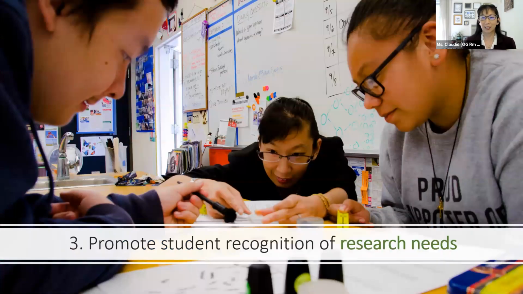Tip number 3, promote student recognition of research needs. Students need to recognize that the research is needed. Ask them who cares. And so it's not just a hypothetical question about who cares, but rather, why does that care exist? What need is being filled? And so students realize that what they're doing might fill a small hole. It might be a small piece of something, and yet it's still contributing to the science community, and it's still contributing to the research needs that are out there.